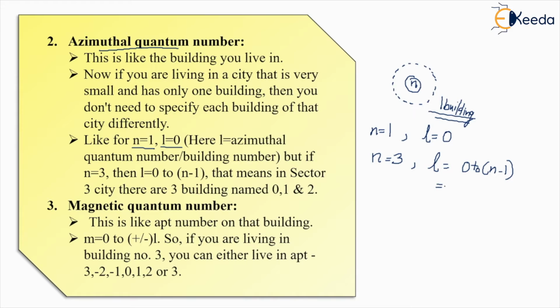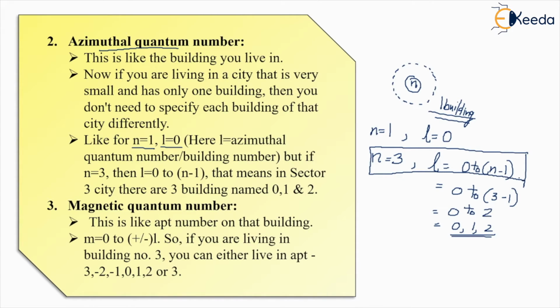So what all will I get over here? What is my n over here? 3. So this will be 0 to 3 minus 1, which is equal to 0 to, what is 3 minus 1? 2. So I have 0, 1, and 2. This becomes my azimuthal quantum number. So this is the important generalized version of the relation between the principal quantum number and the azimuthal quantum number. If n is equal to 3, l will be 0 to n minus 1.